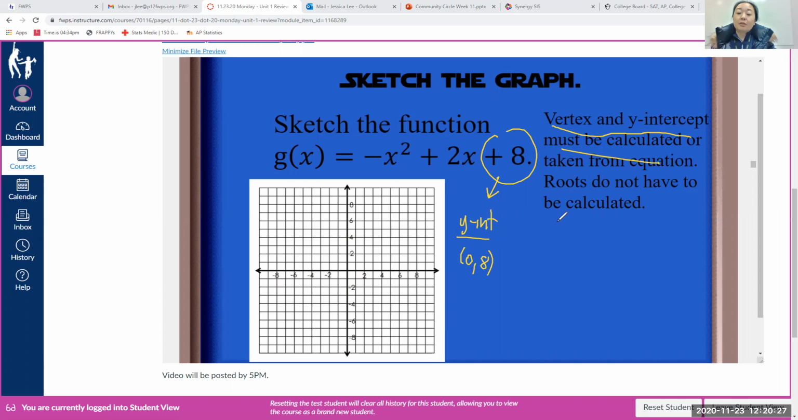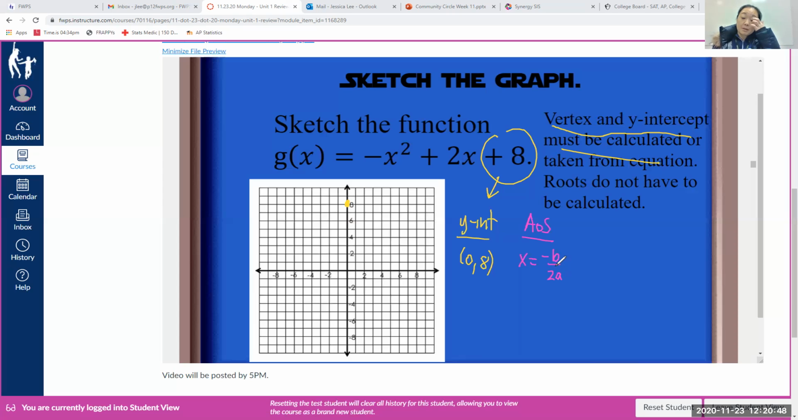So the only way to get a vertex is to do the AOS. And how do we get the AOS? Remember the axis of symmetry? Ooh, I should probably have plotted that guy. So here's 0, 8, right there. AOS is going to be, remember, x equals -b over 2a.